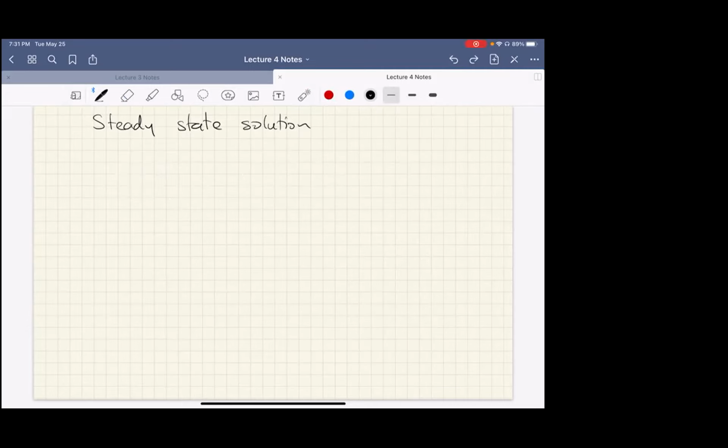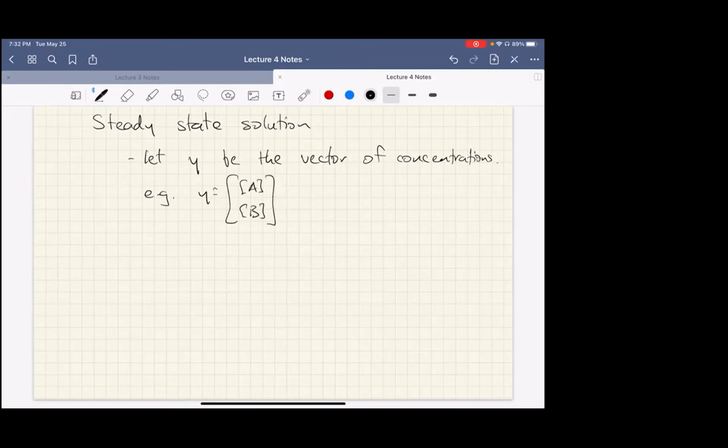So I'm going to say let y be the vector of concentrations. For example, in the previous examples, y might look like that. It's the vector that contains the concentrations of both product A and product B in that reaction that is proceeding both forward and backward.